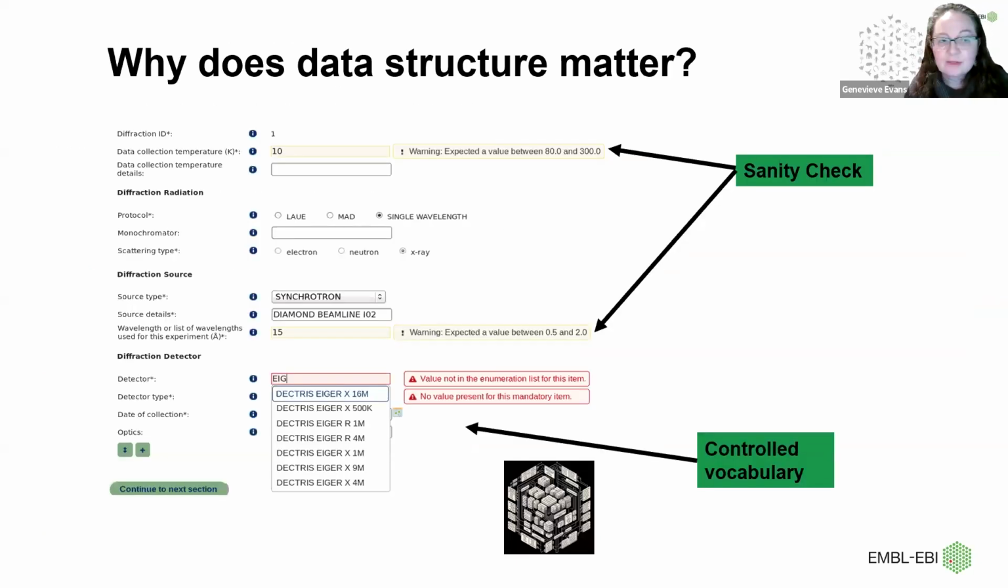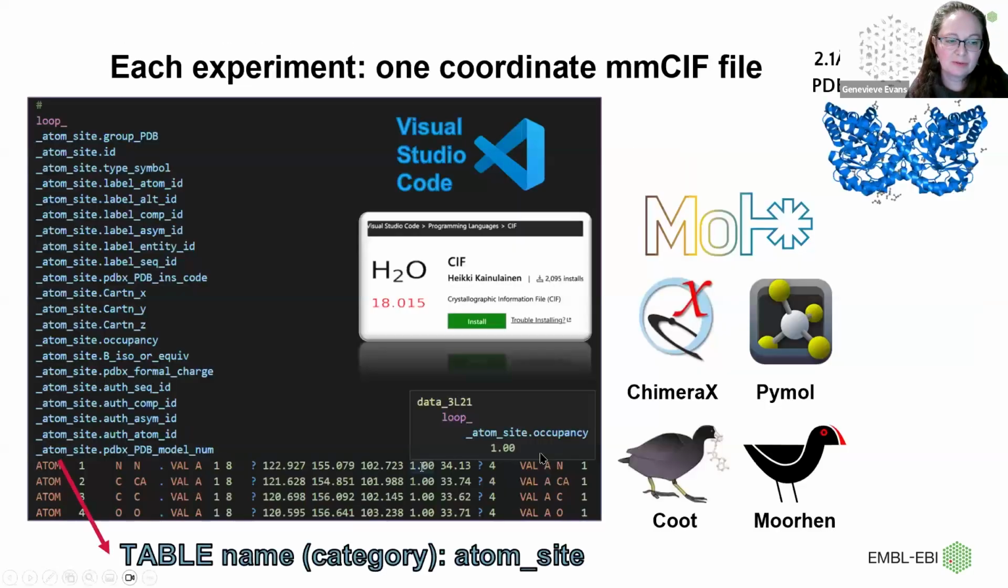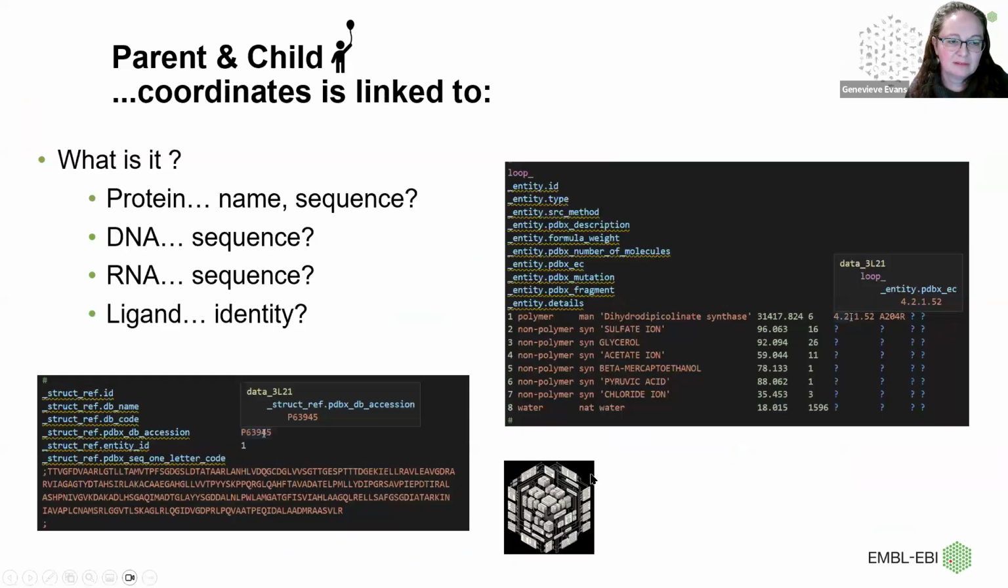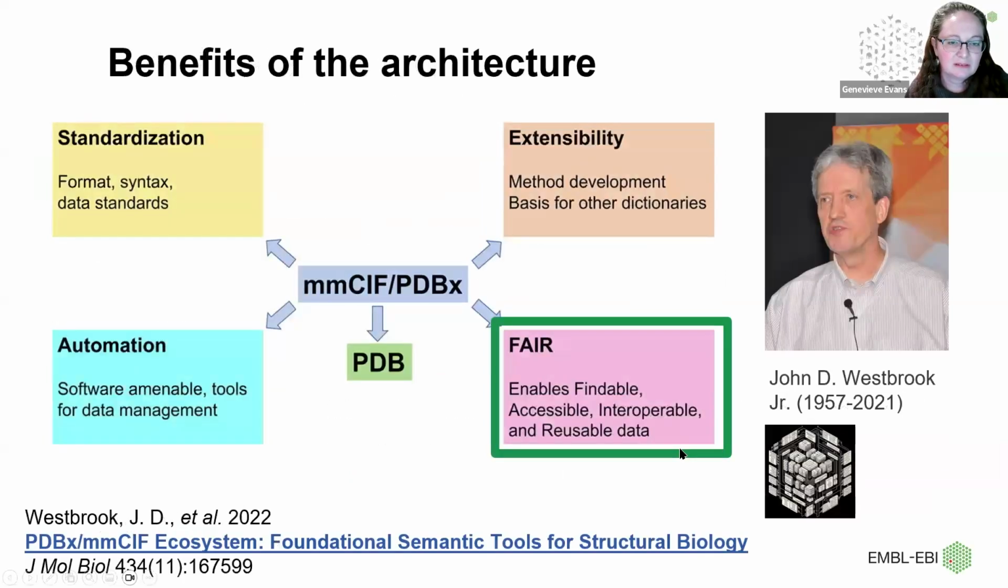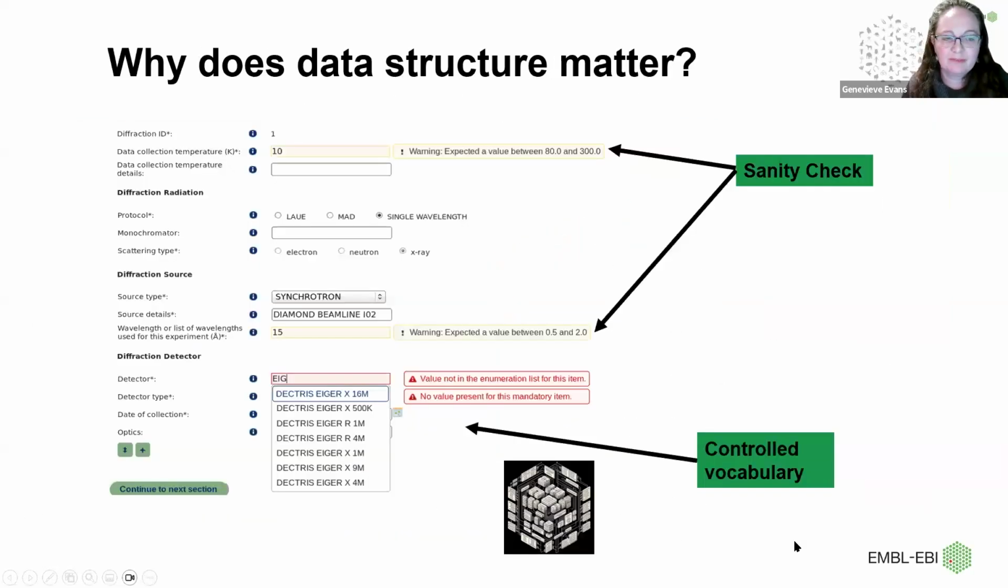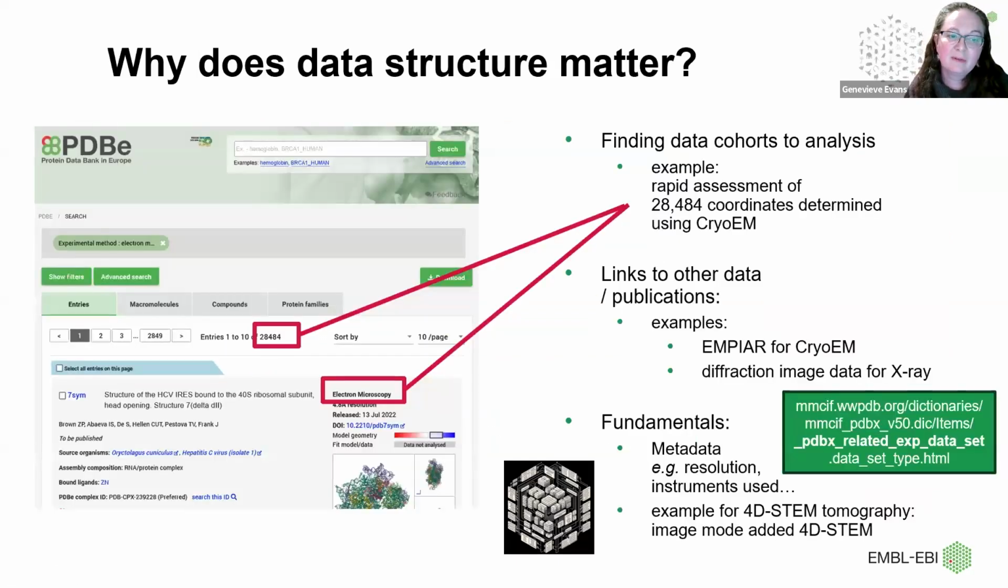Why is this useful to us? The data structure we have enables sanity checks to make sure the correct, sensible information is being captured, and we also have a controlled vocabulary so that we don't have any typos creep into the database. Another way it's helpful is if you're trying to find a cohort within the database that corresponds to a particular interest. Here I've done a rapid assessment of which coordinates were determined using cryo-electron microscopy.